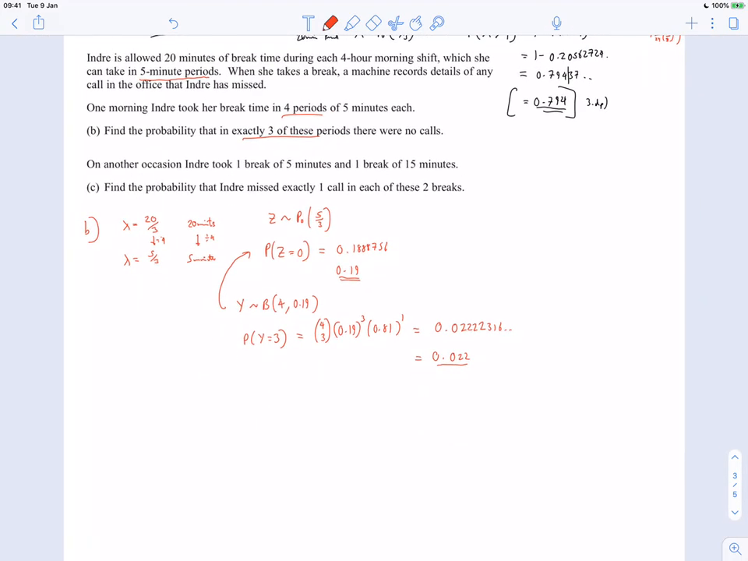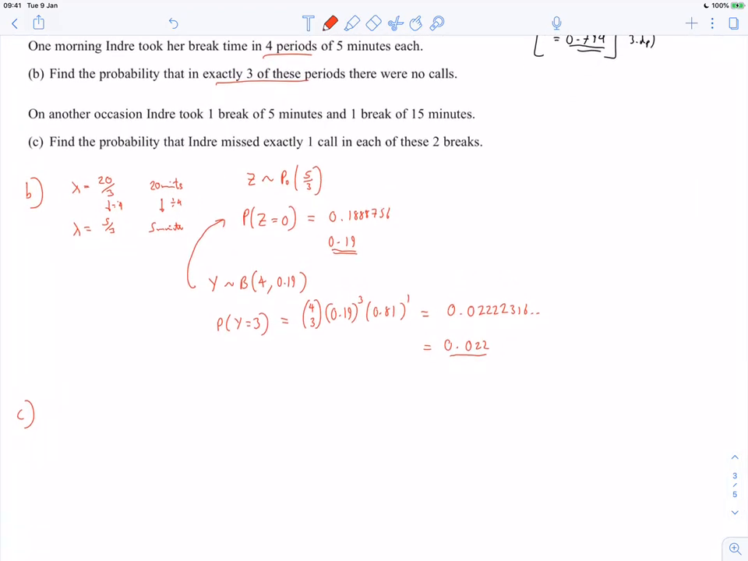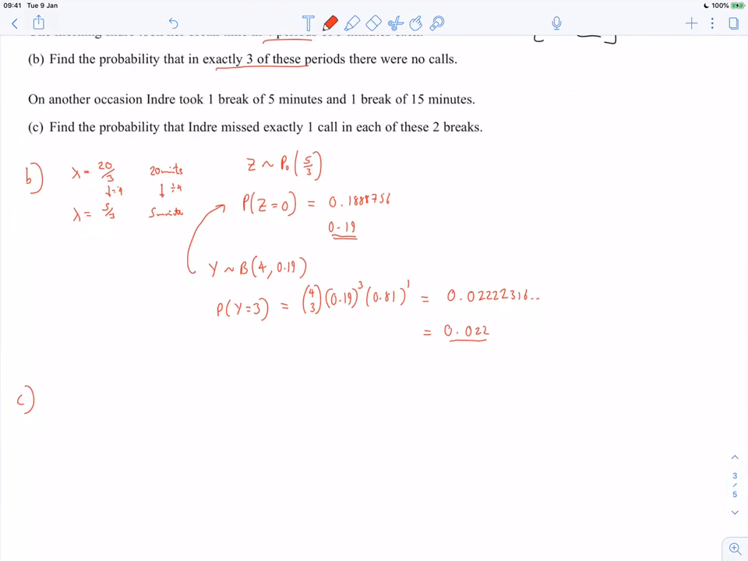Part C. On another occasion, Indre took one break of 5 minutes and one break of 15 minutes. Find the probability that Indre missed exactly one call in each of these two breaks. Okay, so in the 5-minute interval, that behaved exactly like our Z distribution, where Z was distributed Poisson with 5/3.